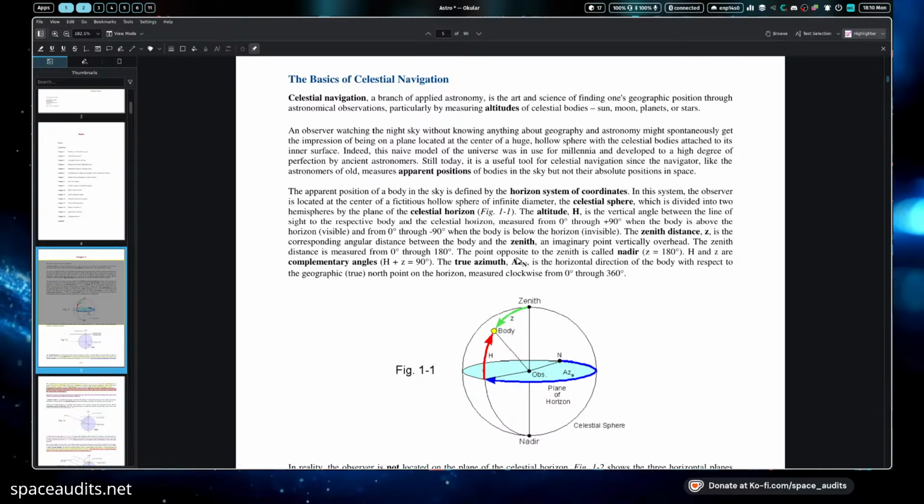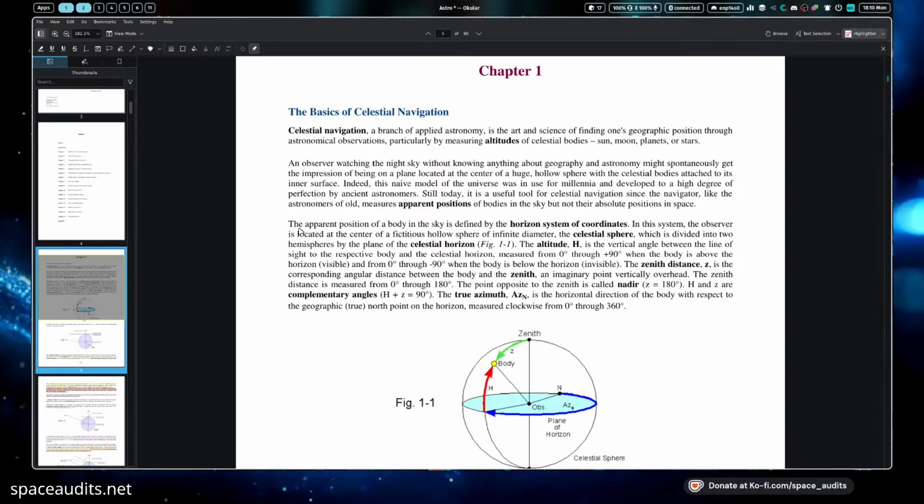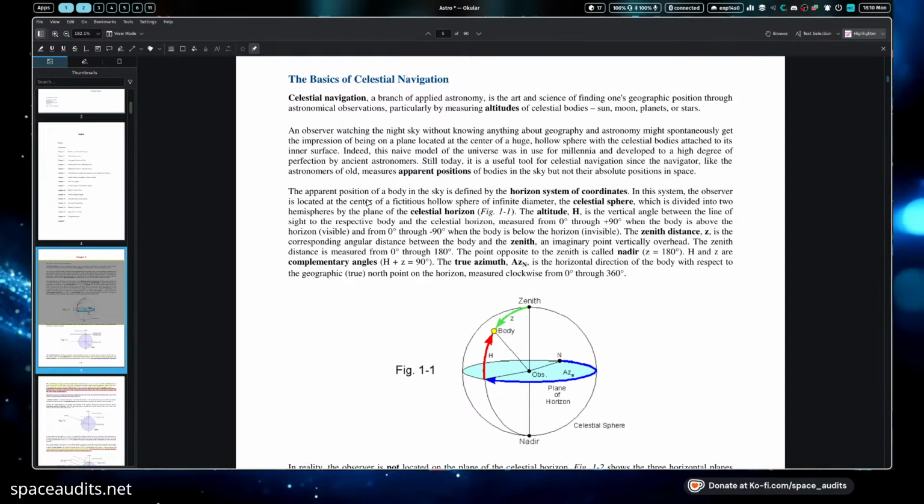We often talk about how we see in a hemisphere vision. Well, this is defined the same in both models here. So as we continue to read here, we have the apparent position of the body in the sky is defined by the horizon system of coordinates. In this system, the observer is located at the center of a fictitious hollow sphere of infinite diameter, the celestial sphere, which is divided into two hemispheres by a plane of the celestial horizon, shown in figure 1.1.